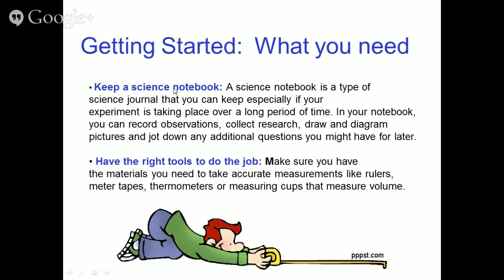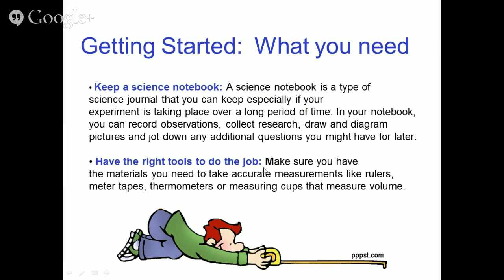Getting started, what you need. You need a science notebook. It's like a journal. It can take any form. It can be stapled paper. It can be an actual notebook, spiral bound. It's up to you. It's important if you're going to have it over a long period of time. You can put diagrams, drawings, pictures, notes, questions. You write it all down in the notebook.